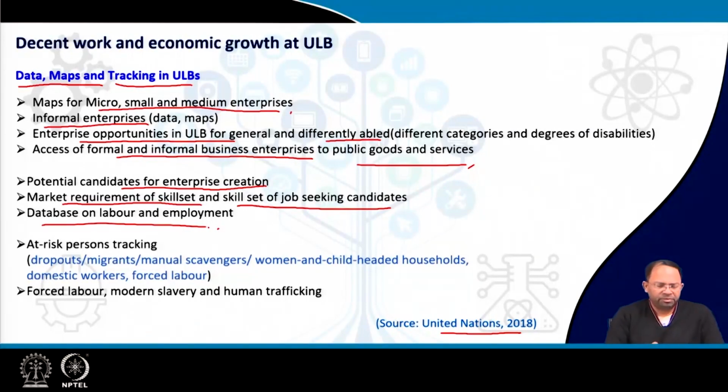And at the same point of time, ULB should also make sure that forced labor, modern slavery, human trafficking, these are not there in the ULB.